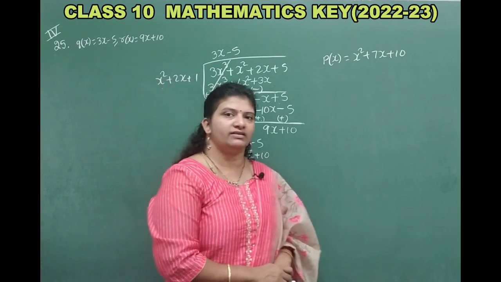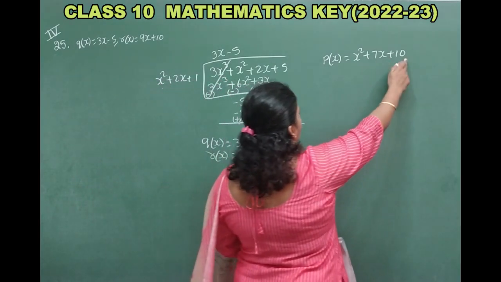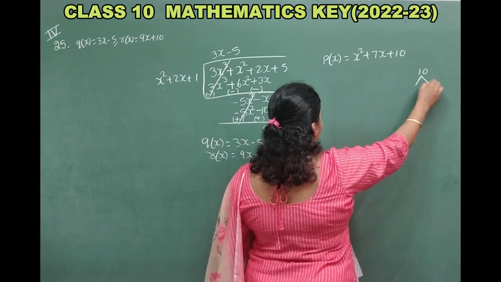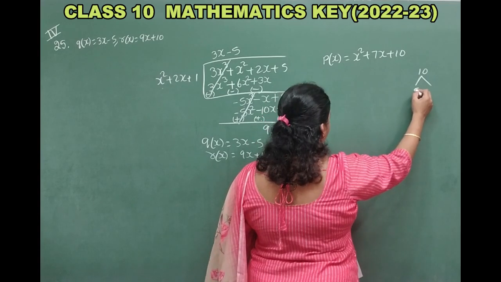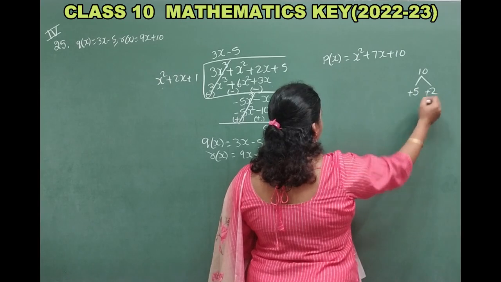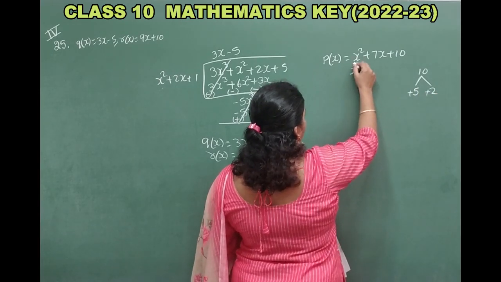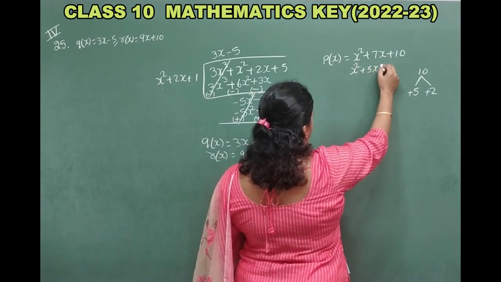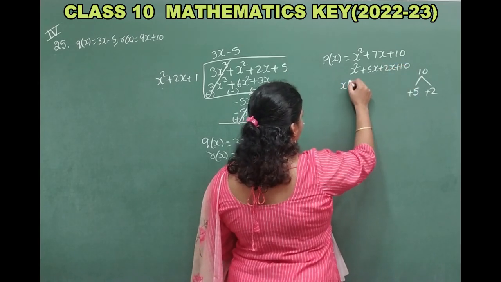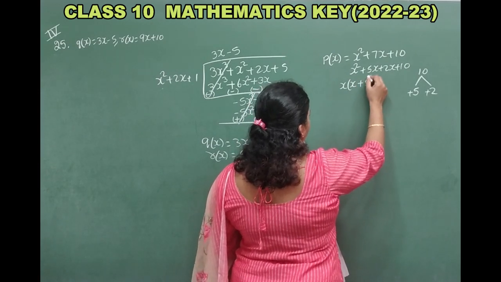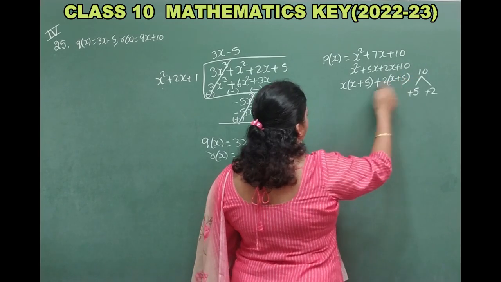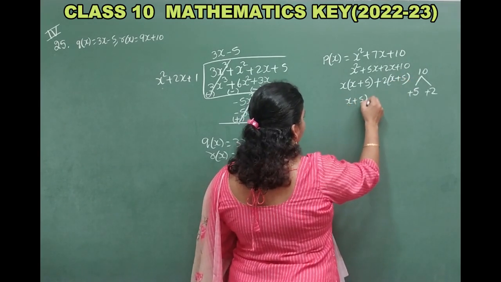Okay, first let us find the zeros. 10 into 1, it will be 10. Find the factors in order to get 7. 5 2s are 10, and 5 plus 2 is 7. x square plus 5x plus 2x plus 10. Take x out common: x into x plus 5, plus 2 into x plus 5. Among these two, x plus 5 is common.